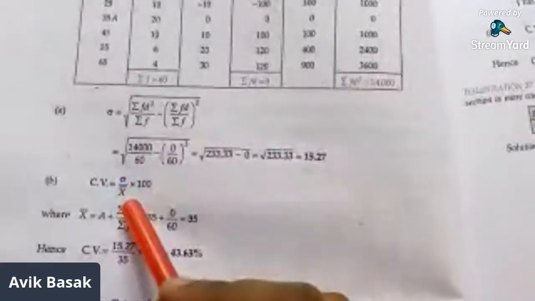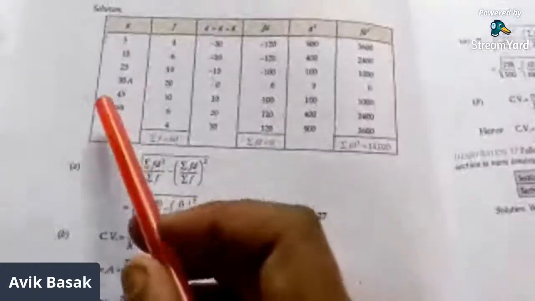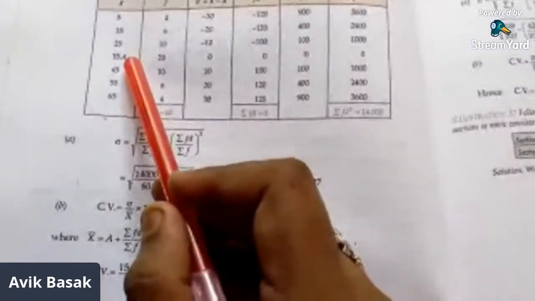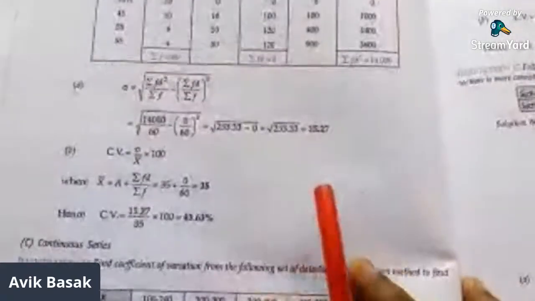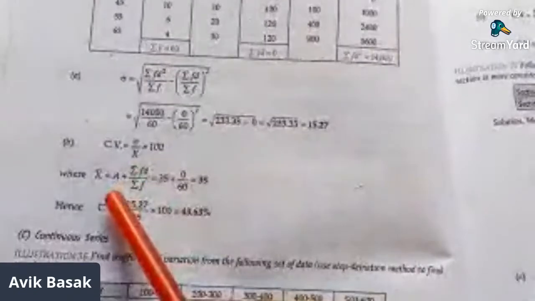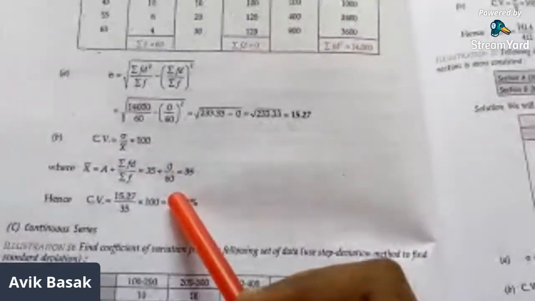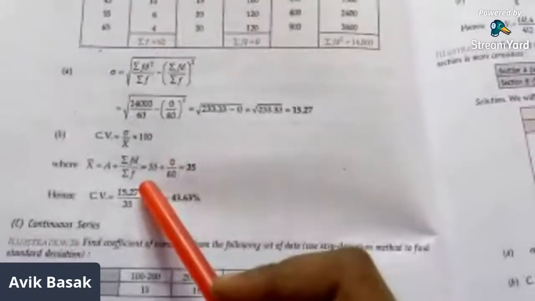But for X bar, you have to find it using a formula, because here you have found the assumed mean only, no? Good morning, Sapna. Here X bar is equal to A plus summation FD by summation F, equal to 35 plus 0 by 60, which is equal to 35. Put in the formula and find out.